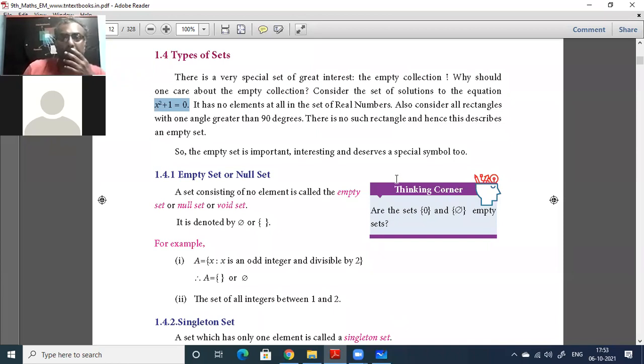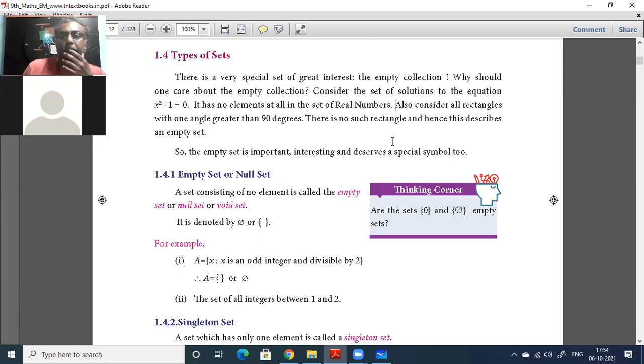So you see, then consider the next one. It has no elements at all in the set of real numbers. Only with complex numbers can you get a solution. In real numbers you cannot, because have you done complex numbers? Only in 11th standard, I think, you do complex numbers. So now you don't know about complex numbers. So it has no real number solution, so it's an empty set.